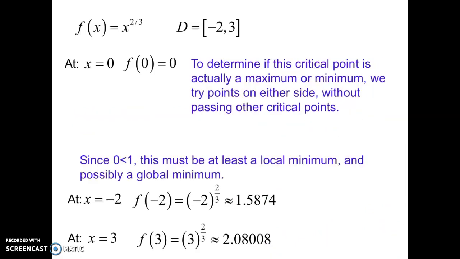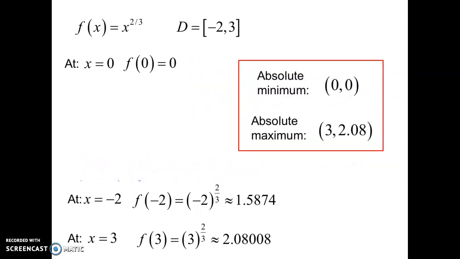So to determine if this critical point is an actual minimum or maximum, we try the points on either side without passing the critical point. And we also look at what is the highest output of my endpoints. Since 0 is less than 1, this must be at least a local minimum and possibly a global minimum. So the absolute minimum was 0, occurring at 0. The absolute maximum was the cube root of 9, which is about 2.08, occurring at x equals 3.